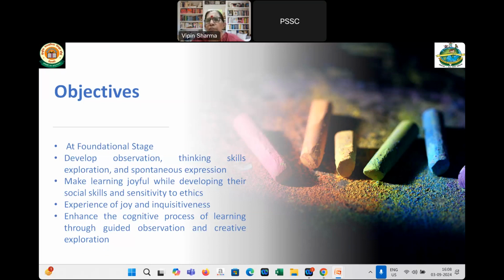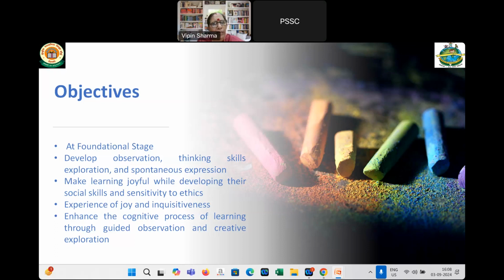Observation is very, very important. Let them observe. How to develop thinking skills, tapping thinking. Now, NEP also says no rote learning. So when we talk about no rote learning, how can thinking skills be tapped, exploration and spontaneous expression. Let us make learning joyful while developing their social skills and sensitivity. In a nutshell, art integrated learning develops all these.